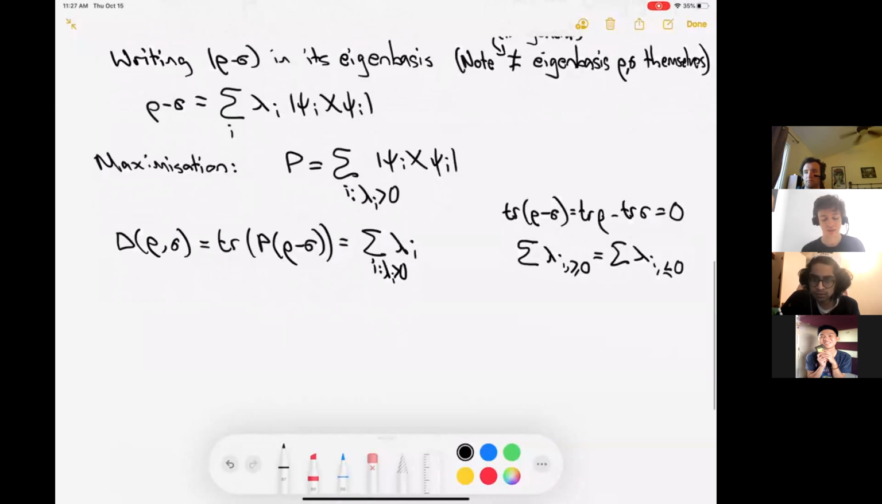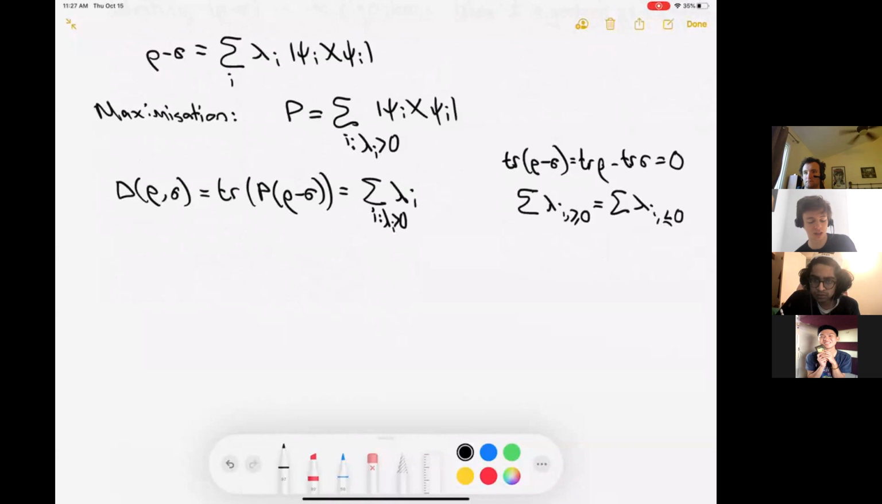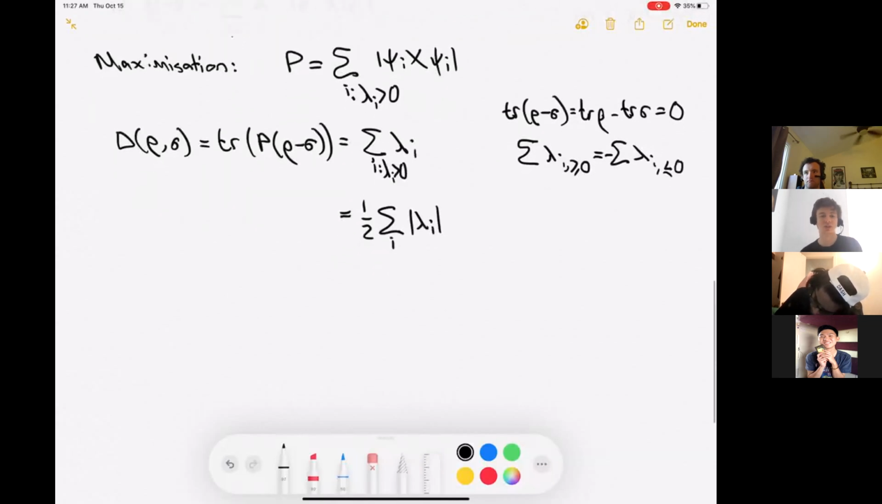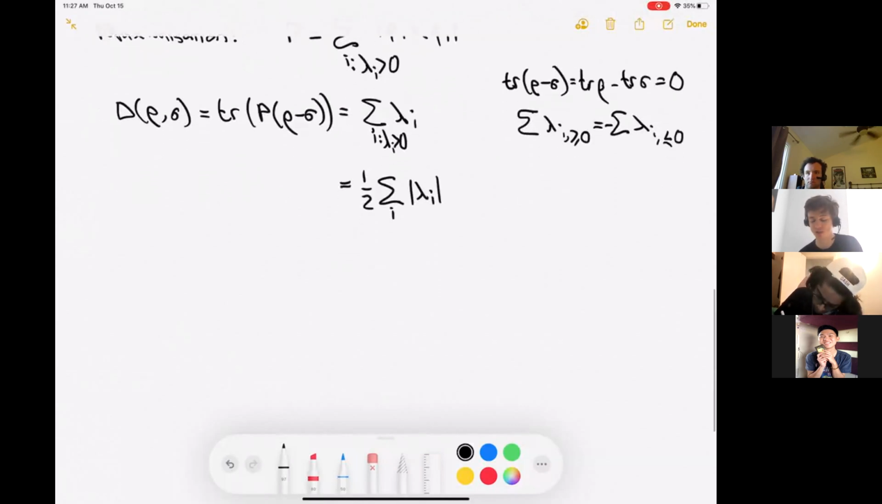Okay. So the sum over the positive eigenvalues is then equal to a half the sum over all eigenvalues of the modulus of lambda i. Just because the negative ones and the positive ones add up to the same thing. So if we just add up all the absolute values, we'll get twice that.